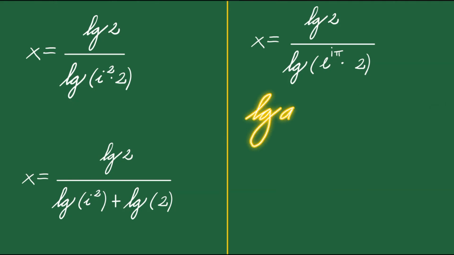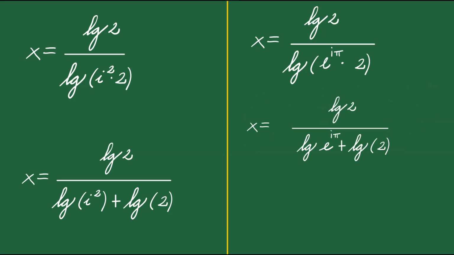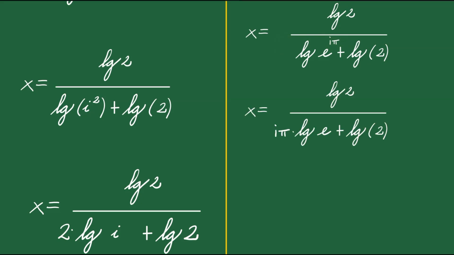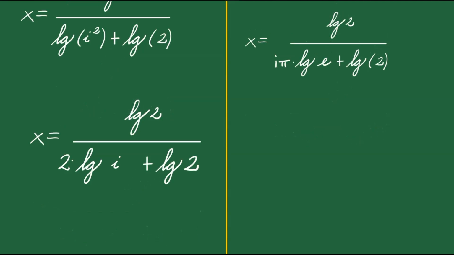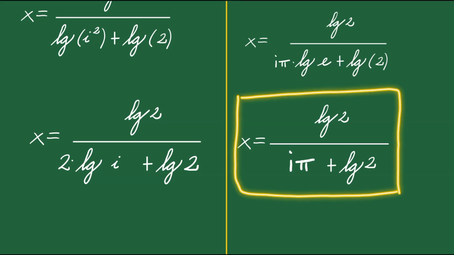We will apply again the product rule for logarithms, which says that the logarithm of a product is equal to a sum of logarithms. We apply the power property of logarithms multiplying the logarithm by the exponent of the argument. Since the logarithm where the argument is equal to the base is equal to 1, we have thus found another solution of the equation in the field of complex numbers.